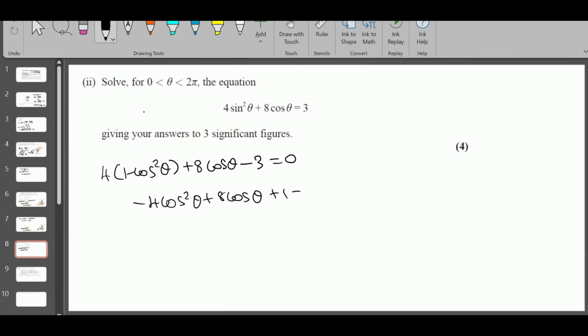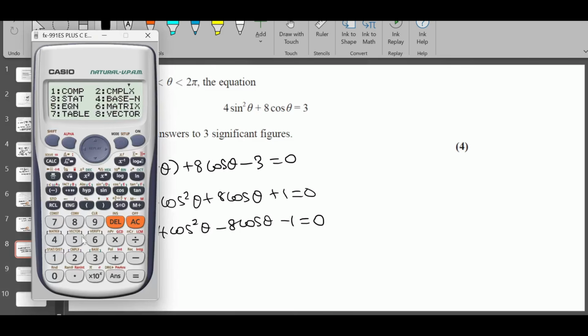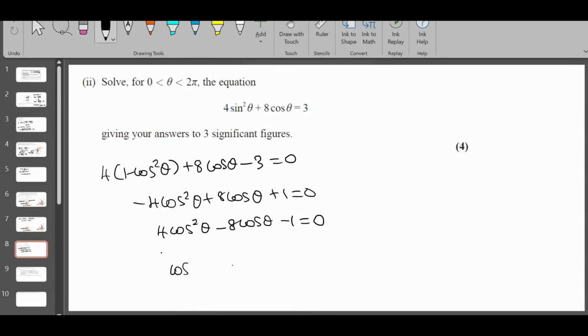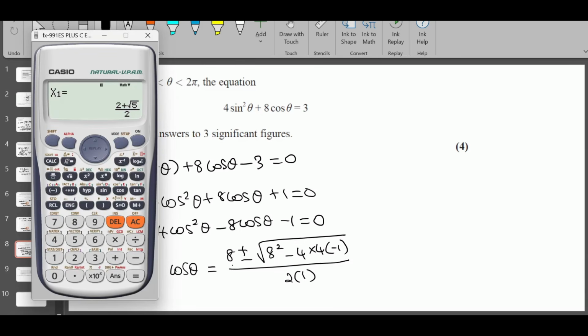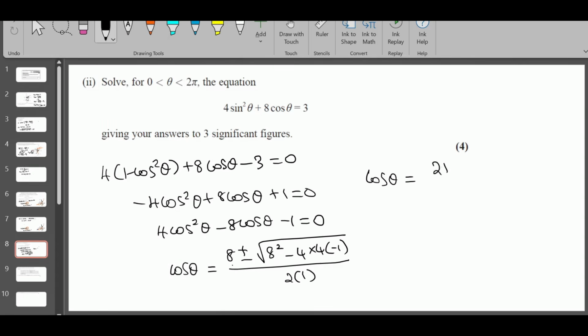4 minus 3 is 0. Multiply through by negative 1. 4 cos square theta minus 8 cos theta minus 1 is 0. And then solve this quadratic with coefficients 4, minus 8, minus 1. Write this step: cos theta is minus b plus or minus square root of b square minus 4ac over 2a, and then write the solution. Cos theta is equal to 2 plus or minus square root of 5 over 2.